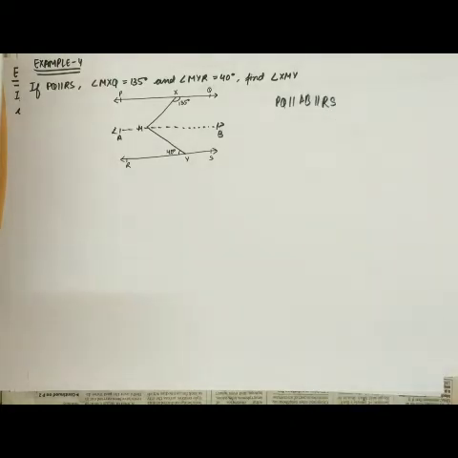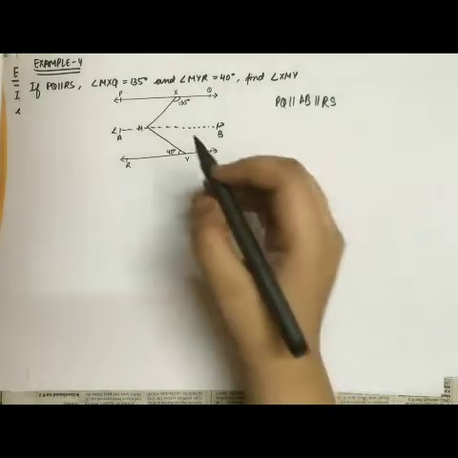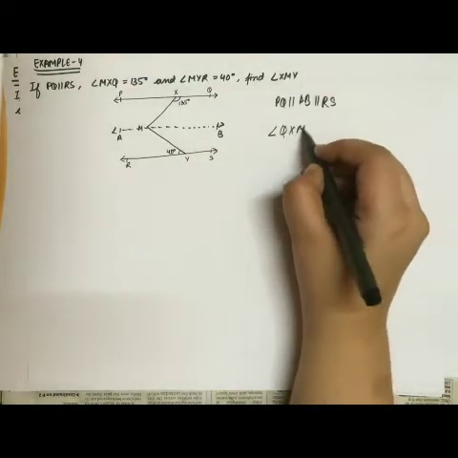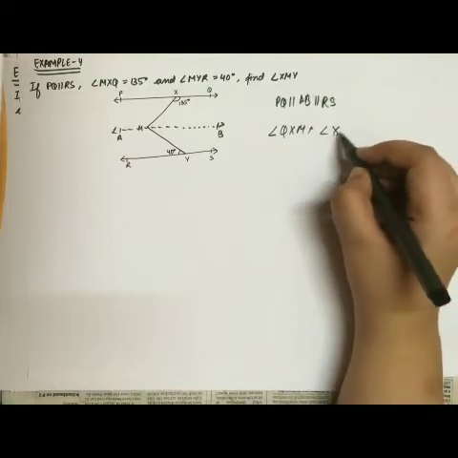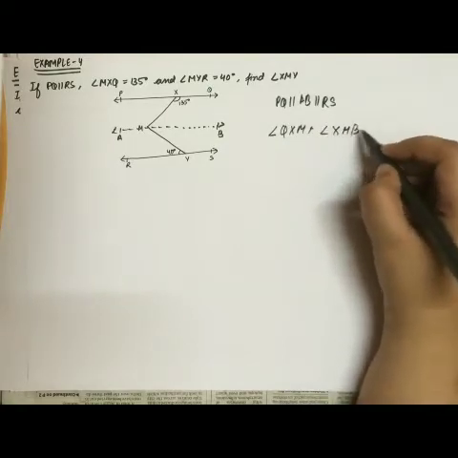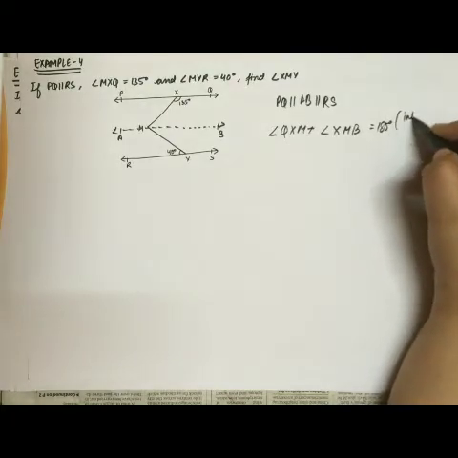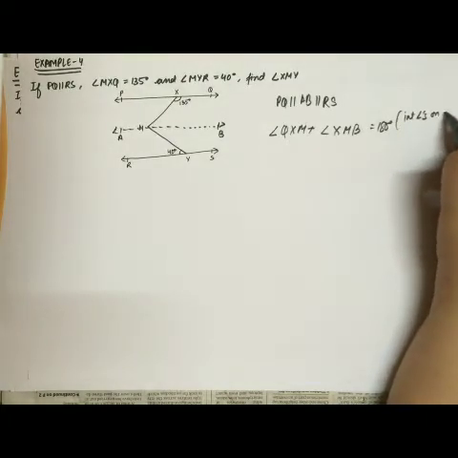Now angle QXM plus angle XMB will be equal to 180 degrees. Why? Because of interior angles on the same side of the transversal.